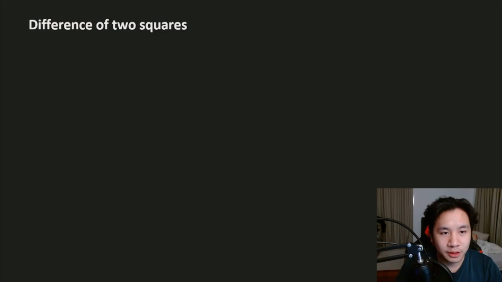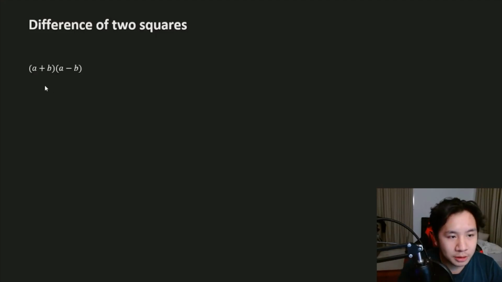Let's talk about the difference of two squares. Let's say you are asked to expand a plus b times a minus b. The way you do that is you multiply the first a with the second a, b with this a, and b with this b.